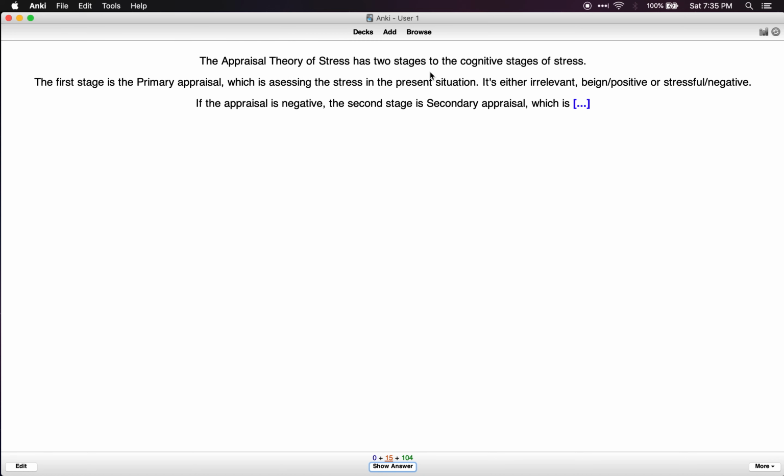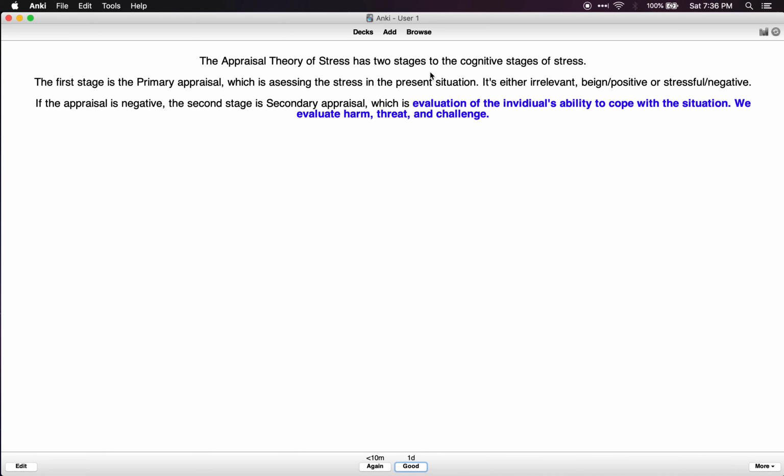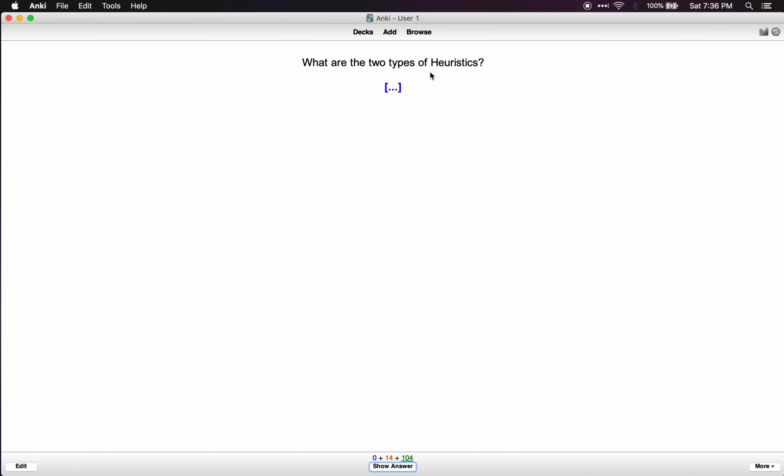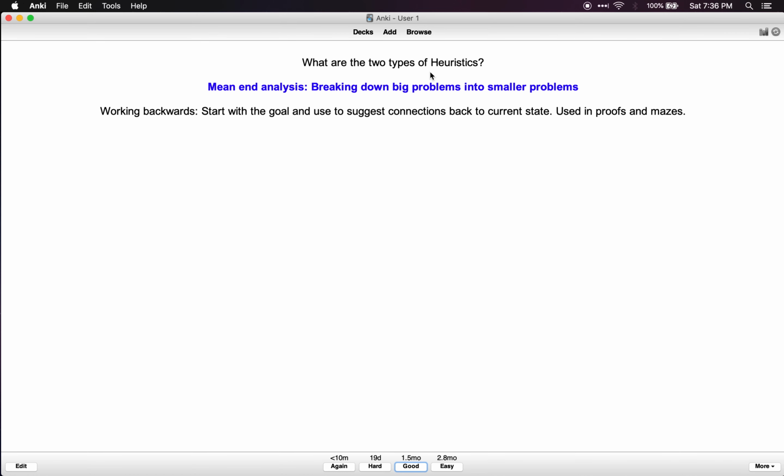If the appraisal is negative, the second stage is where we evaluate our ability to cope with the distress, the dangers of the distress, and the threat: harm, threat, challenge. Means-end analysis and working backwards: breaking down big problems into small problems. Working backwards, start with the goal, using proofs and mazes.